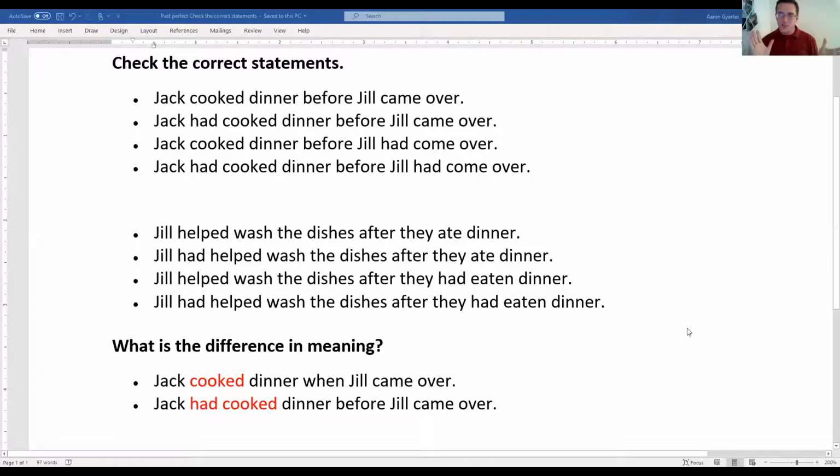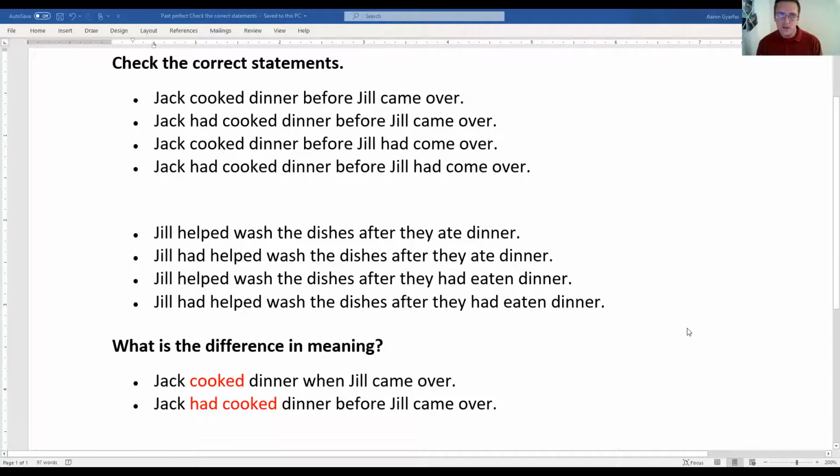Okay? So let's go back to our sentences from the beginning of the video. If we look at these sentences, Jack cooked dinner before Jill came over. That's okay, that's good. We have two verbs in the past simple. We have the word before. This is good. Jack had cooked dinner before Jill came over. So this is also good, right? Because Jack cooked dinner first. So we can use the past perfect. Had cooked dinner. Jill came over second. So we use past simple.